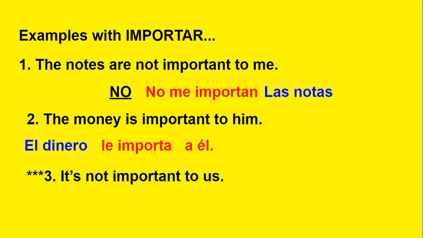It's not important to us. This one's in your notes. No nos importa. Now we can make a complete sentence, say no nos importa a nosotros. But no nos importa does tell me it's not important to us. A nosotros just gives me the complete sentence. And again, that one's in your notes.